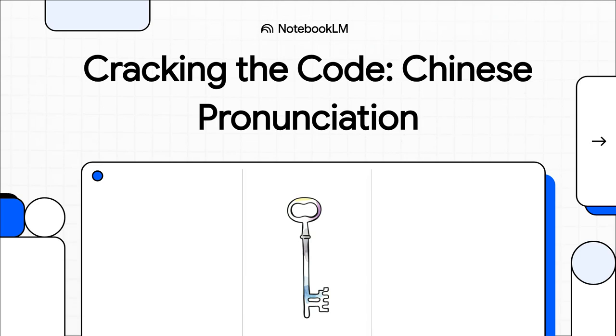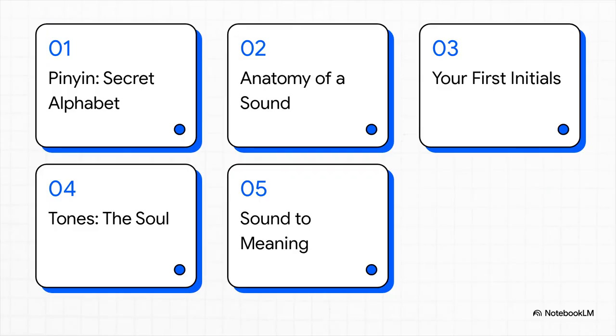Have you ever looked at a Chinese character and just felt completely lost, wondering how on earth do I even begin to say that? Well, you are definitely not alone. In this explainer, we are going to crack the code on Chinese pronunciation and totally demystify the sounds of Mandarin. So here's our game plan. We're going to start with the secret key to pronunciation. Then we'll break down what makes up a sound, learn our first few consonants, get a handle on the super important idea of tones, and then finally, we'll put it all together to say our very first words.